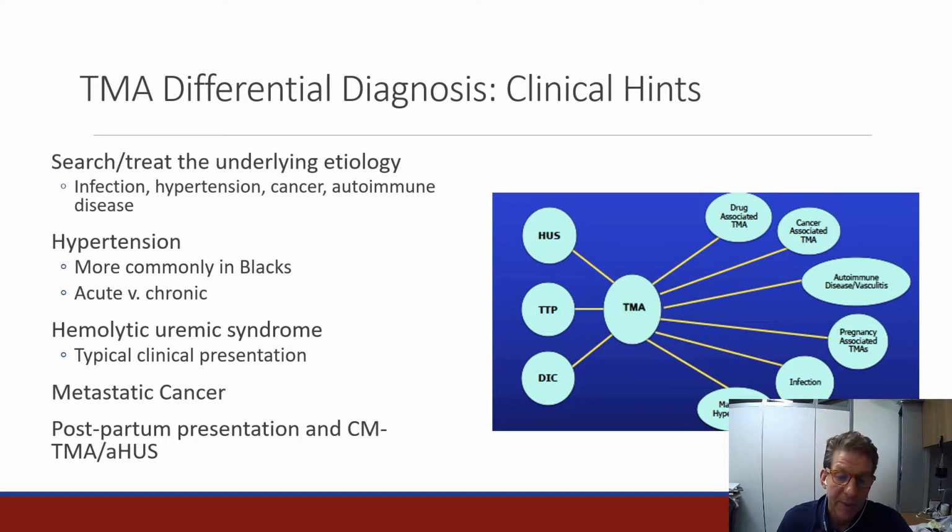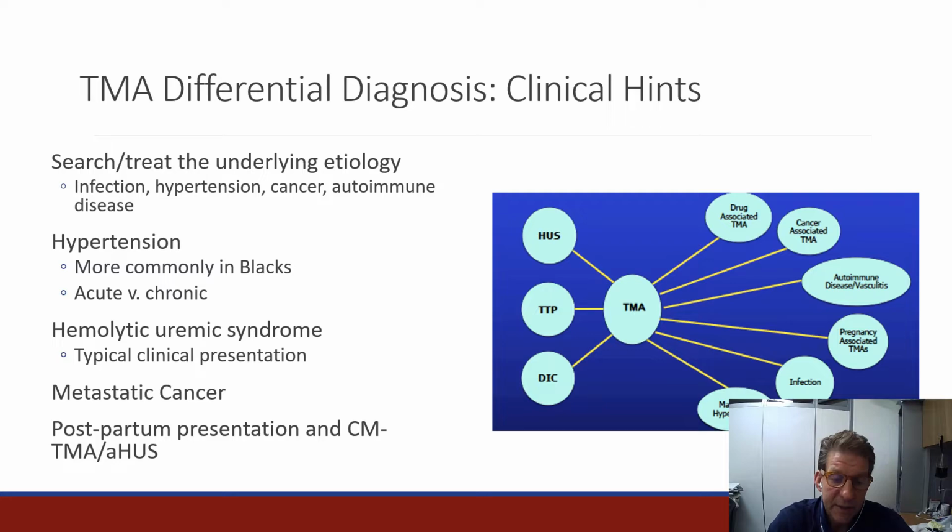It needs to be remembered that most of these primary TMAs that we'll talk about, the TTP and the HUS, are rare disorders, and far more common is infection, hypertension, cancer, or autoimmune disorders leading to the TMA presentation. So you need to consider those, and many times treatment of this disorder will lead to resolution of the TMA findings that you're seeing.